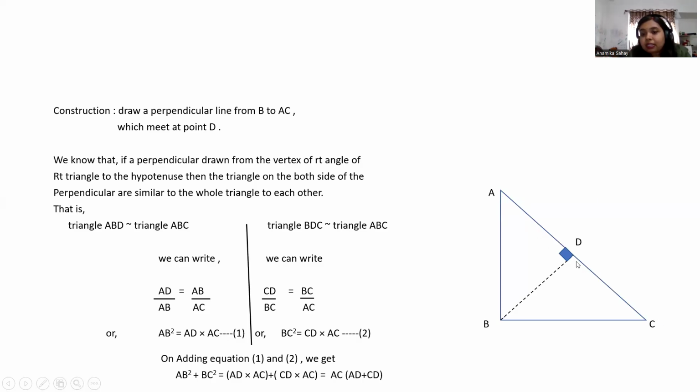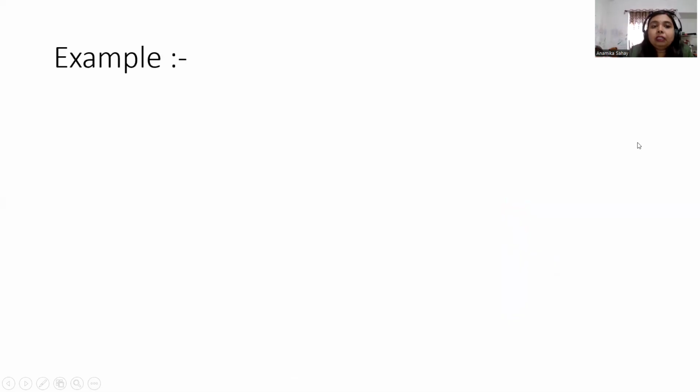So AD plus CD is equal to AC. So we can write AC into AC, which is AC square. So our formula has been proved: AB square plus BC square is equal to AC square. That is our equation. AC square is equal to AB square plus BC square. Now let's do an example to see why we are using this.